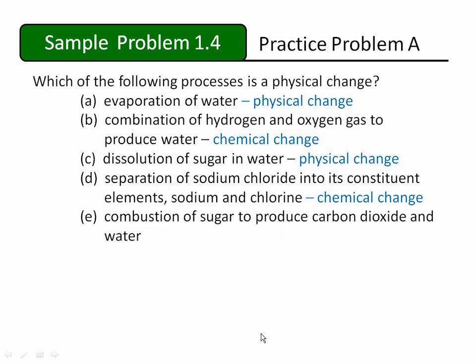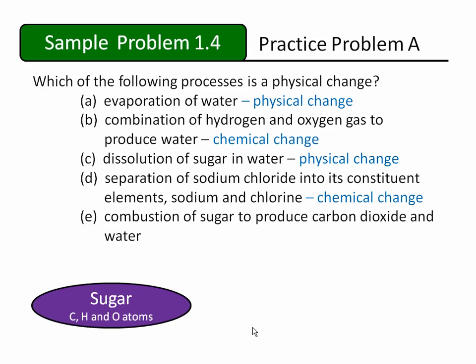Finally, we'll consider the combustion of sugar to produce carbon dioxide and water. We've shown sugar as a purple blob containing carbon, hydrogen, and oxygen atoms. If this were to undergo combustion, we're told that we make carbon dioxide and water. This change would involve a complete rearrangement of the atoms and the bonds in the sugar to form the smaller molecules that we see on the right side of this picture. These would be new compounds. This change in bonding then should be labeled a chemical change.